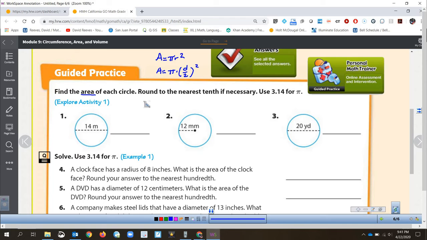Half of the diameter equals the radius. So let's take a look at number 1. What did they give us on number 1? They gave us the diameter. It goes all the way across. So I'm going to write d equals 14.